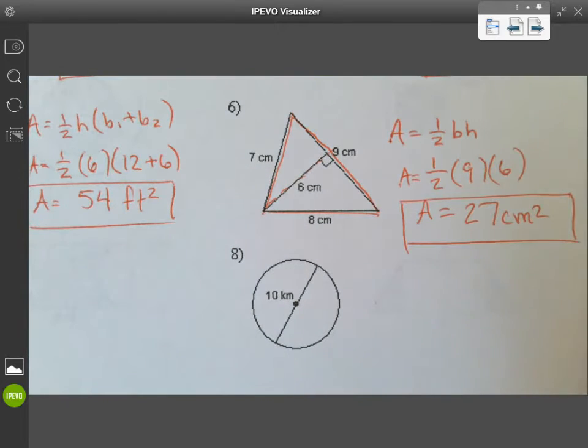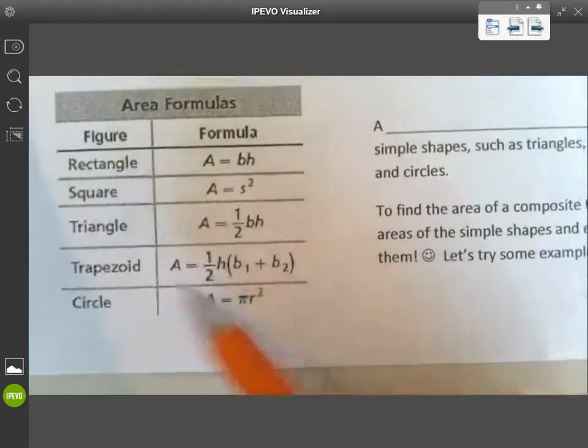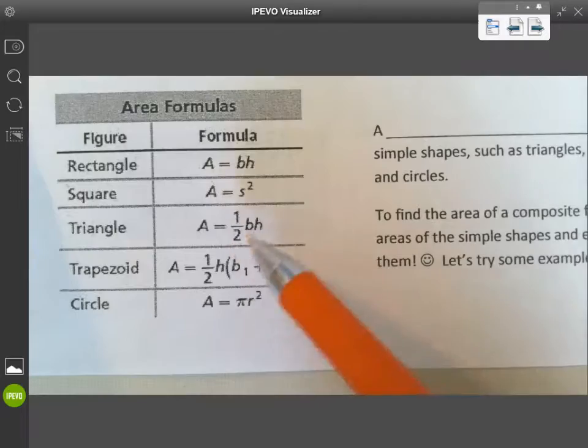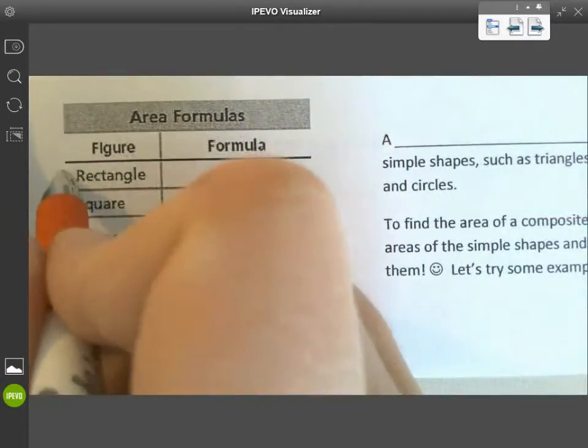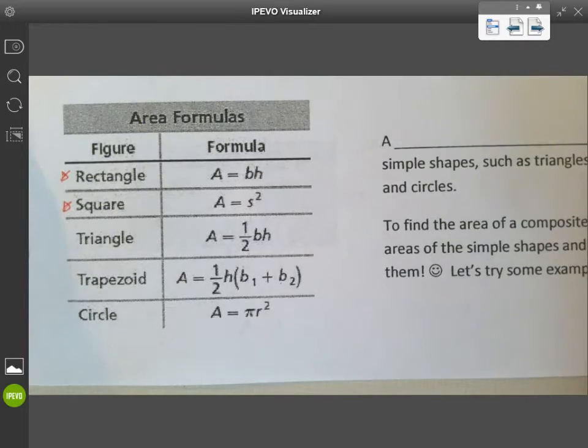All right, next two are circles. If you didn't notice on the bottom of your sheet, you have all these formulas again, but we have our formula sheet too. The only formulas that aren't on your sheet are rectangle and square, because we know those. But if you wanted to add those, you could.